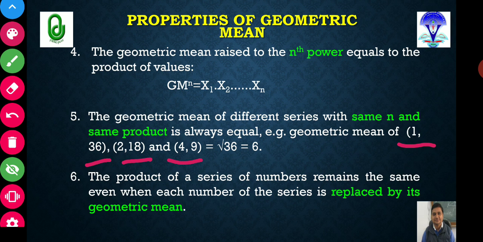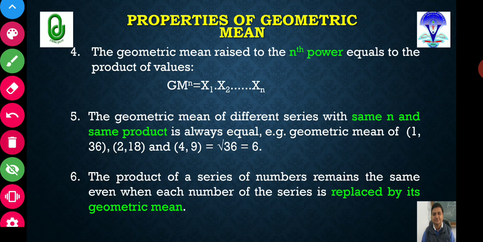So in this case, the geometric mean of all these series will always be 6. Suppose you have two different series with an equal number of observations and also an equal product value, then the geometric mean will always be equal.